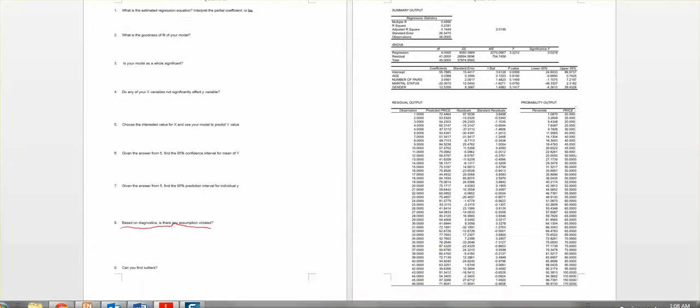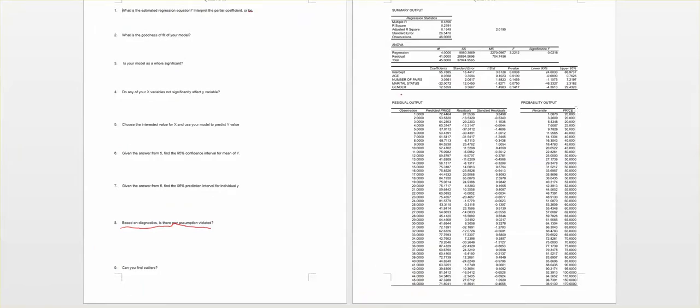So let's look at our handout again. If you look at the Excel output, we have the residual output. For this section, we have one column called observation. Column 1 is the observation. Column 2 is the predicted price. So actually, this is our predicted y. Column 3 is residual. Column 4 is standard residual. So in order to test assumption 2, we use the residual against the predicted y.